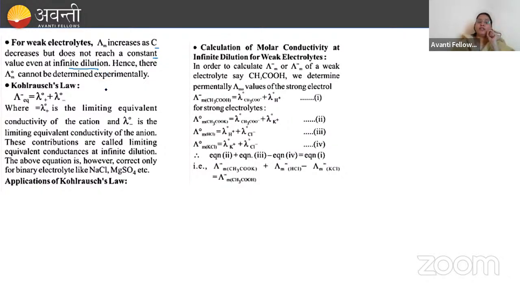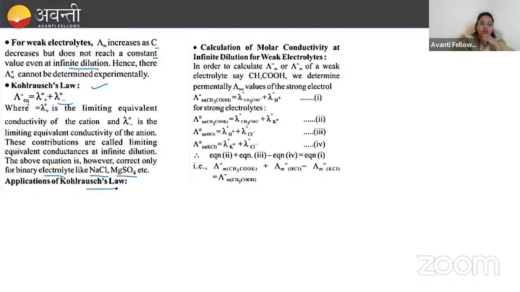In order to determine the equivalent conductance for a weak electrolyte, we need Kohlrausch law. In Kohlrausch law, the equivalent conductance is the summation of the limiting equivalent conductance of the respective cations as well as their respective anions. That is what limiting equivalent conductance is. These conductances contribute and are called limiting equivalent conductance at infinite dilution. The above equation is, however, correct only for binary electrolytes like NaCl, MgSO4, etc.